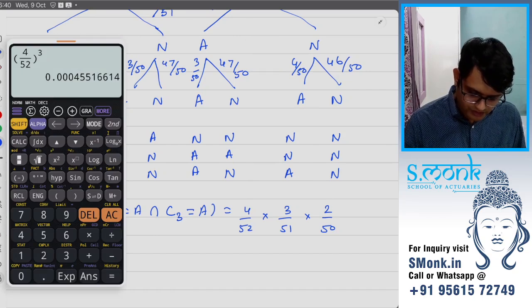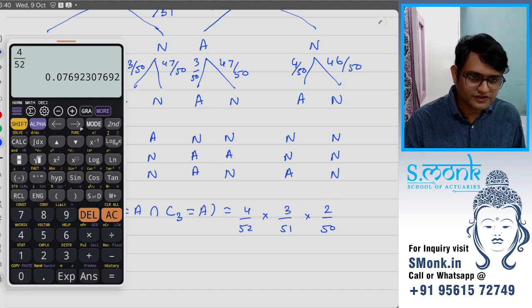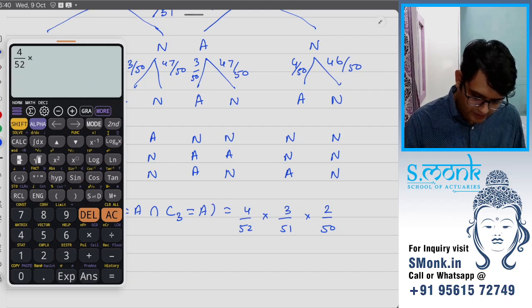So here you can say 4 by 52. See, I am using the navigation keys so that I can get out of this fraction. If I press the side arrow key, then multiply, and again a fraction 3, then I'll have to go down by 51, then side, into fraction 2 by 50.